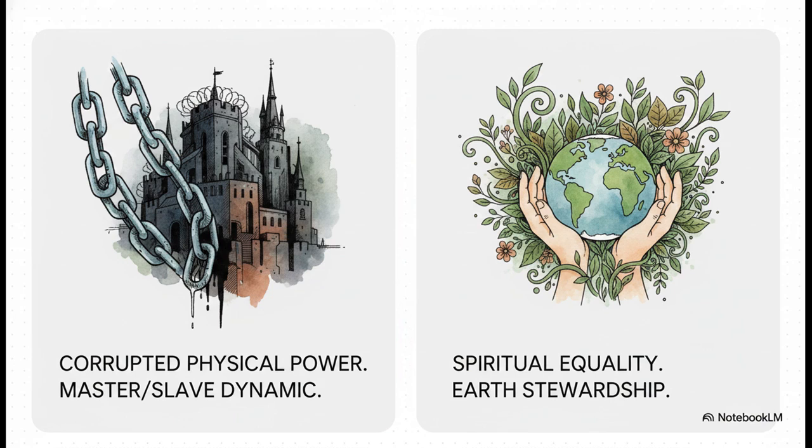A corrupted civilization relies heavily on a master-slave relationship built entirely on physical power. But a truly thriving civilization, it completely rejects that dynamic. Instead, it embraces this concept of humans as vice-spheres by nature, essentially stewards of the earth. In this view, humans are equals. Our actual value is based on spiritual universality and moral conduct, not just who holds the most biological or material dominance. It's a total paradigm shift.